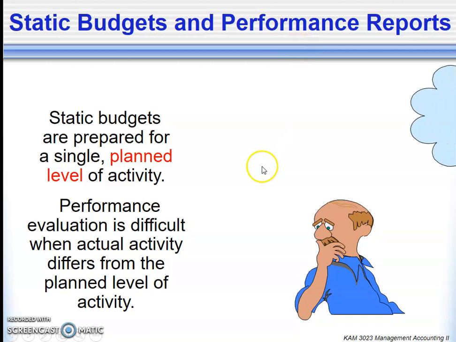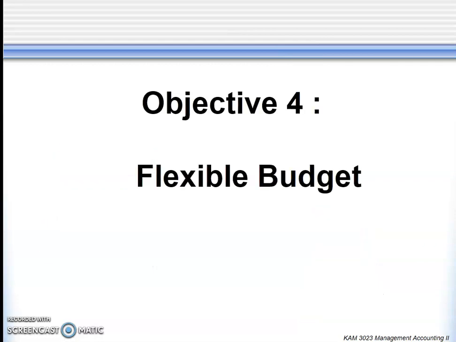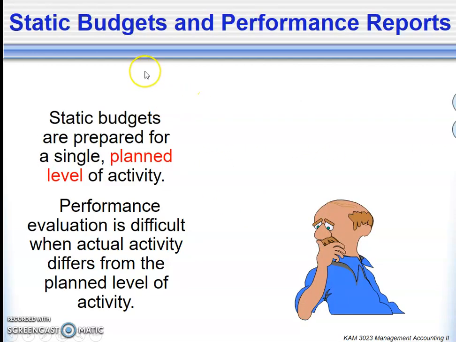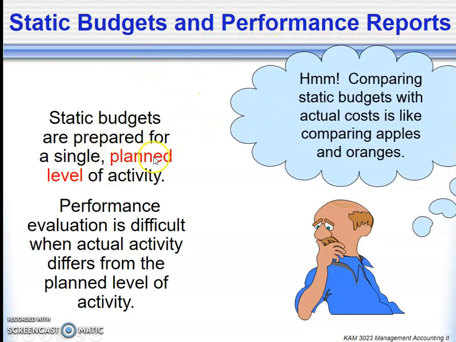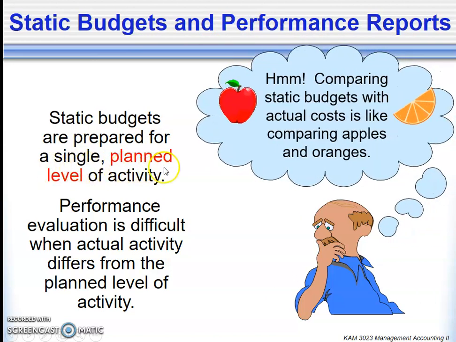So objective 4, flexible budget. So what does it mean by flexible budget? Static budgets and performance reports. Static budgets are prepared for a single or planned level of activity. Performance evaluation is difficult when actual activity differs from the planned level of activity.